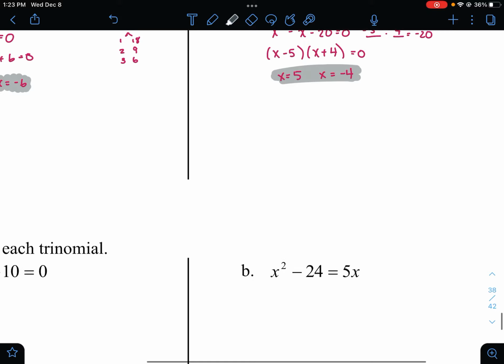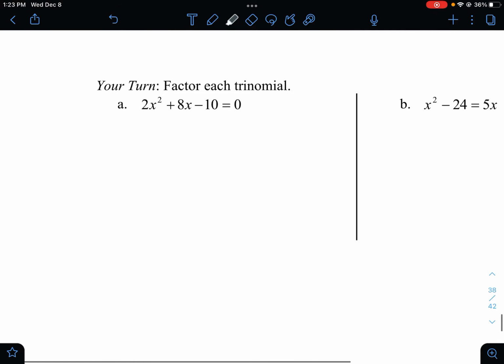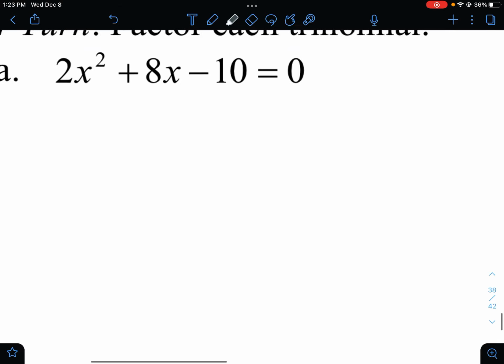All right, take a moment, work on those last two your turns, and then don't forget to check your answers.